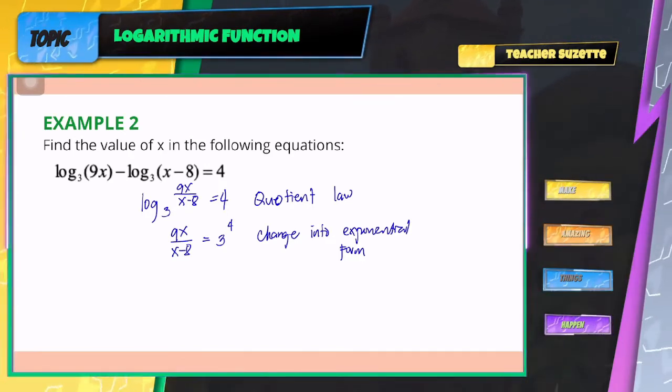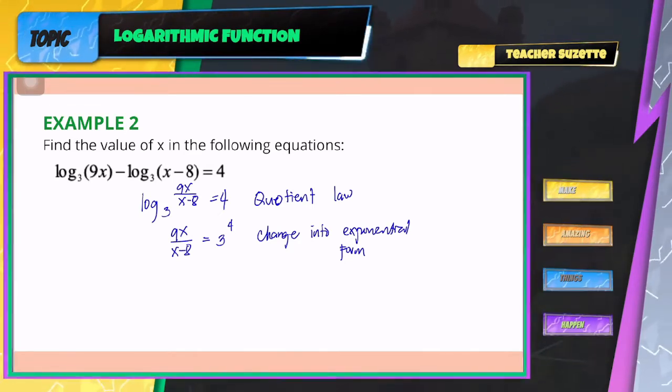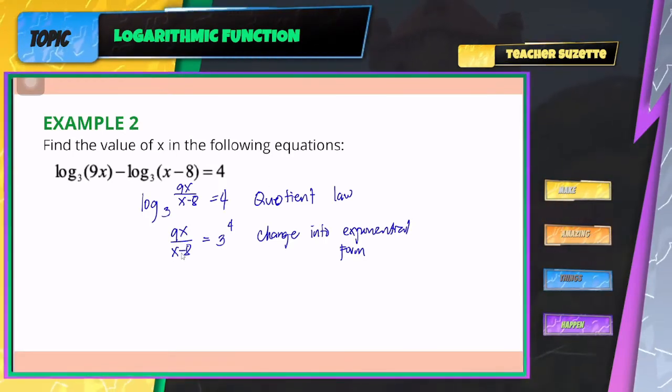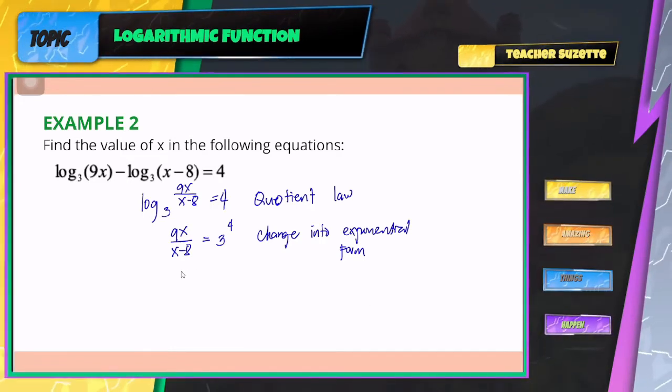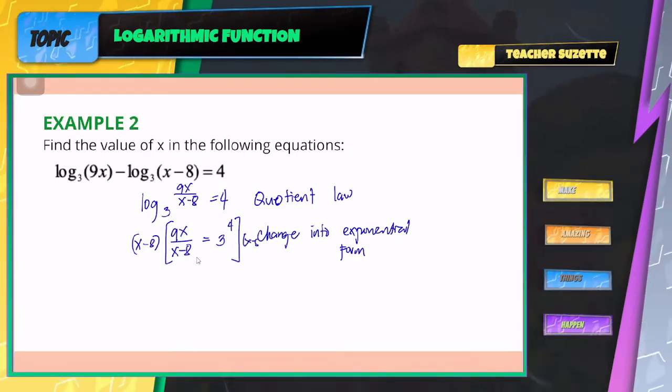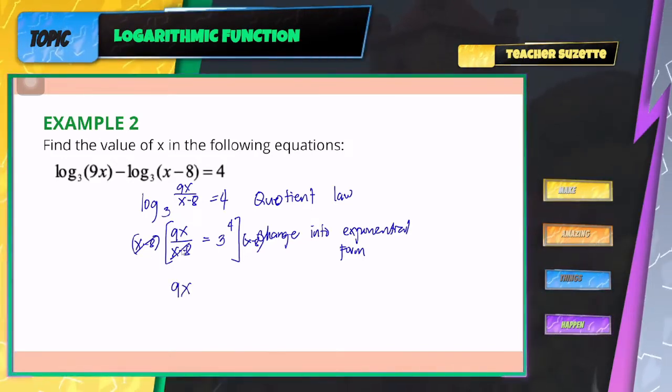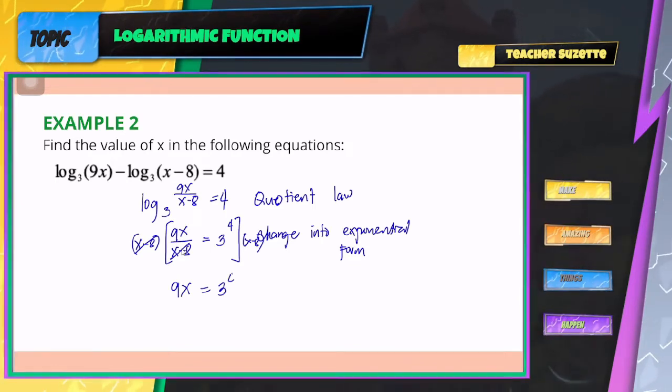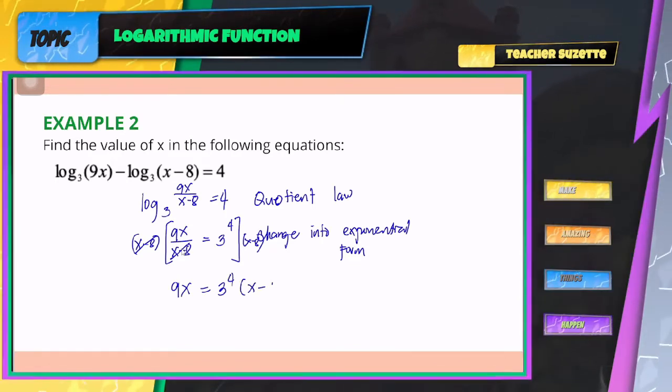Now let's simplify and solve for our x. So first thing we have to do is eliminate yung ating denominator, which is x minus 8. So for us to do that, we have to multiply using the multiplication property of equality. Multiply both sides by x minus 8. Makakancel po yung nandito sa ating left side. Then, we will have na lang 9x equal to 3 raised to 4 times x minus 8.